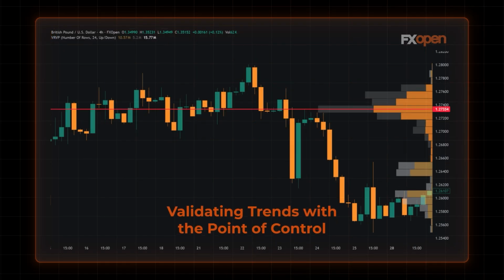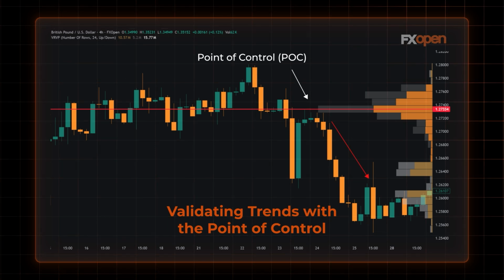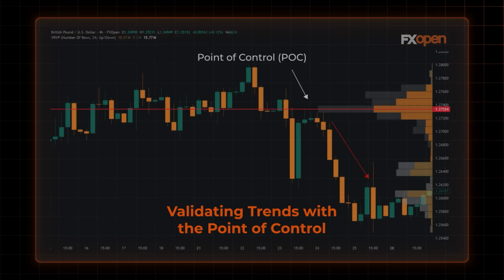Finally, traders pay attention to the point of control. It often shifts as trends develop. If the candles close above it, it may signal an emerging uptrend. If the candles move below it, the market sentiment may turn bearish. By tracking POC shifts, traders can confirm trend direction and change their strategy accordingly.